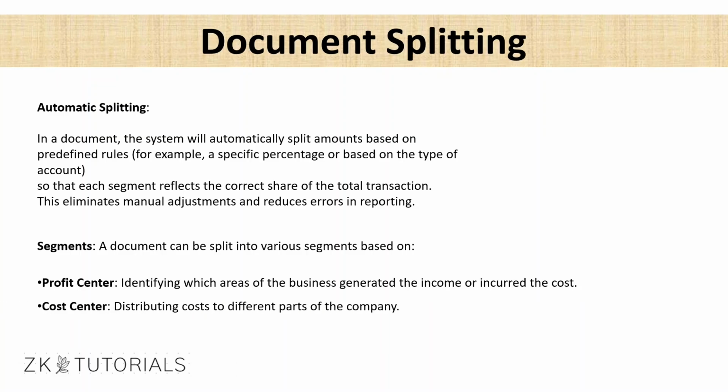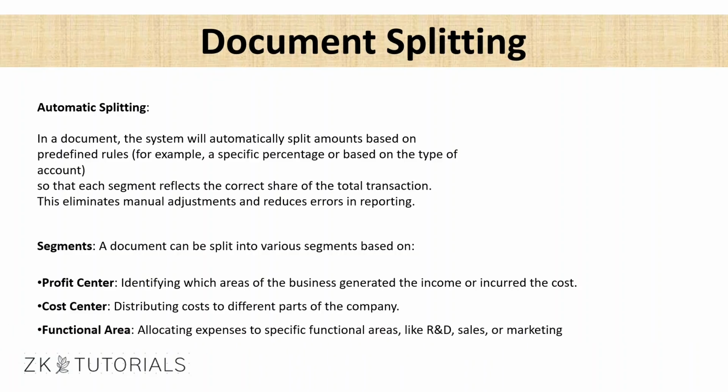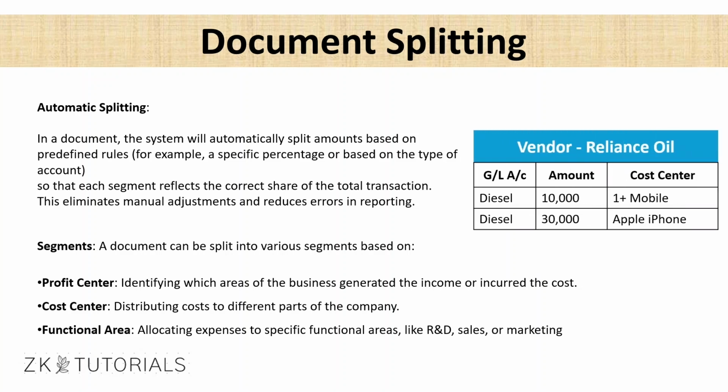Cost center, distributing costs to different parts of the company. Functional area, allocating expenses to specific functional areas like R&D, sales or marketing. Here I have given one example.